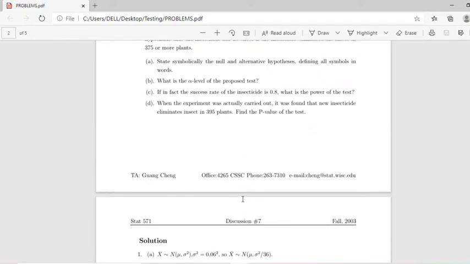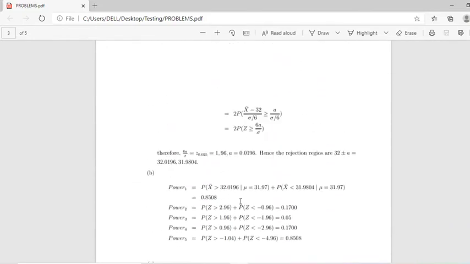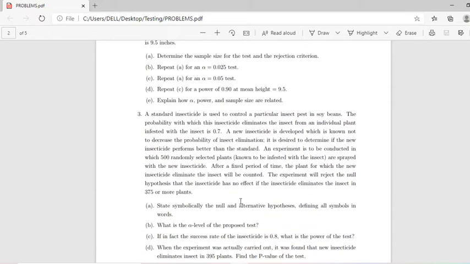We are applying the new medicine, and what is the information given? 500 randomly selected plants are considered and sprayed with the new insecticide, and we look at the observations. We have to check whether this new insecticide is effective or not. The experiment will reject the null hypothesis that the insecticide has no effect. We are assuming that the new insecticide has no effect. So that is the null hypothesis.